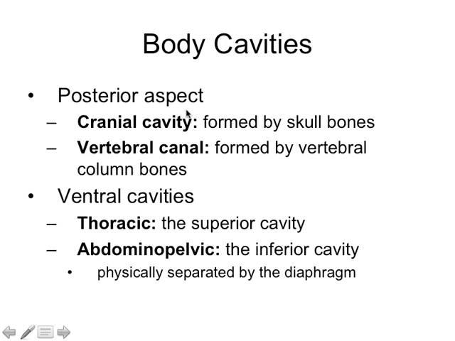So there's two major body cavities, you guys. We have the posterior body cavity and the ventral body cavity. The posterior body cavity includes your cranial cavity and vertebral cavity. So cranial cavity, vertebral cavity, that's your posterior body cavity. And those contain your brain and spinal cord, respectively. And the ventral body cavity, or anterior body cavity, by the way, ventral means belly side. So the ventral body cavity, or anterior, contains your thoracic cavity and abdominopelvic cavities.